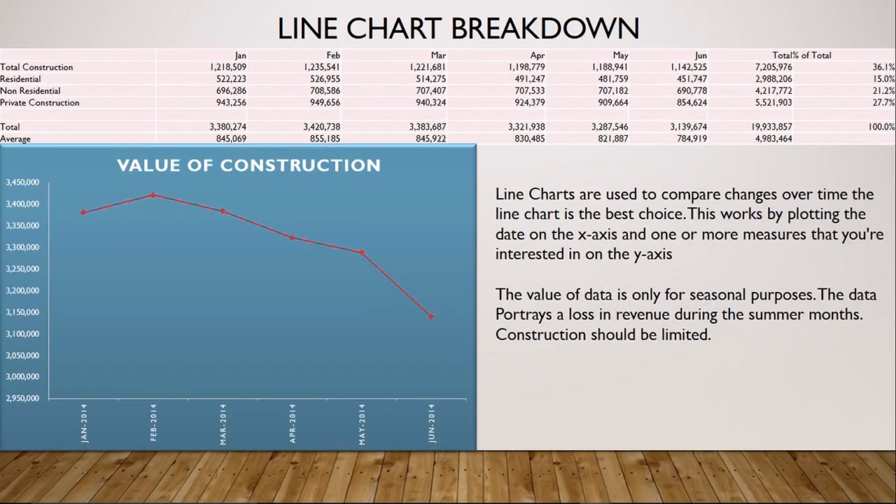A line chart breakdown. A line chart is used to compare changes over time. The line chart is the best choice. This works by plotting the date on the x-axis and one or more measures that you're interested in on the y-axis. The value of the data is only for seasonal purpose. The data portrays a loss in revenue during the summer months. Construction should be limited.